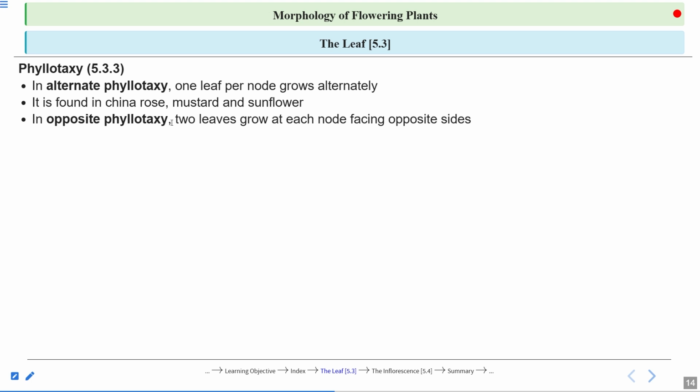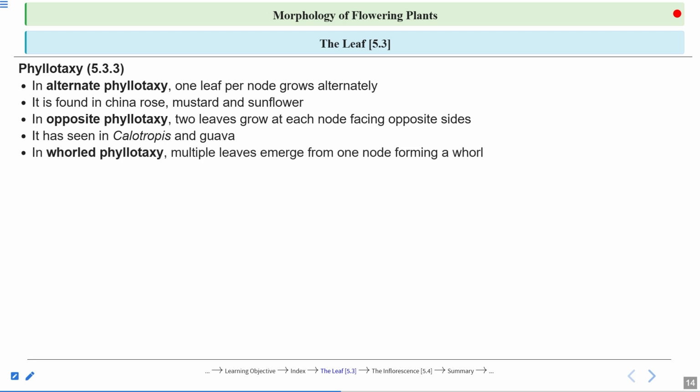Then opposite phyllotaxy. Here, two leaves arise at each node. So remember this, in alternate, one leaf per node. Here in opposite, two leaves per node. And these two are facing opposite to each other. That's why it is known as opposite phyllotaxy. This is seen in Calotropis and guava. Again, you should remember the examples.